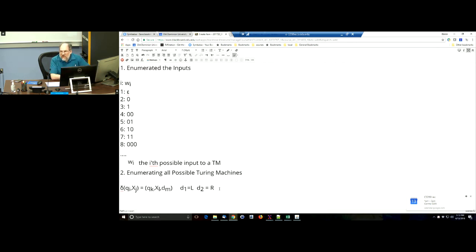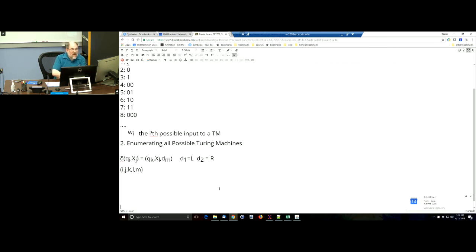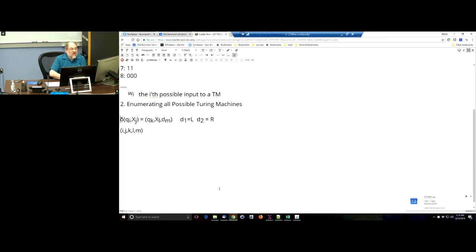But functions are really just tuples. So I can actually encode any particular transition by just telling you those 5 indices, i, j, k, l, and m. So if you tell me that I'm going from q sub i when I see x sub j there, to q sub k, and that then I will write out x sub l and move in direction d sub m, I can just record that as a tuple of the 5 integers. As long as I know which state is which and which symbol is which, that works.